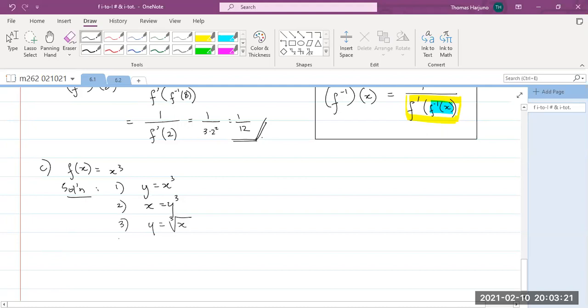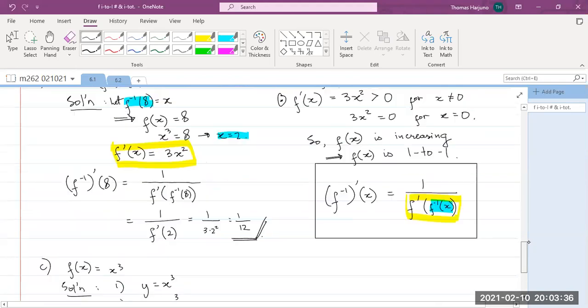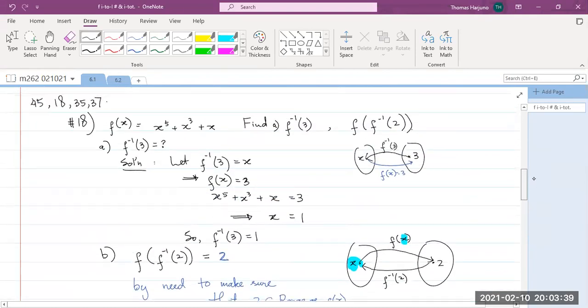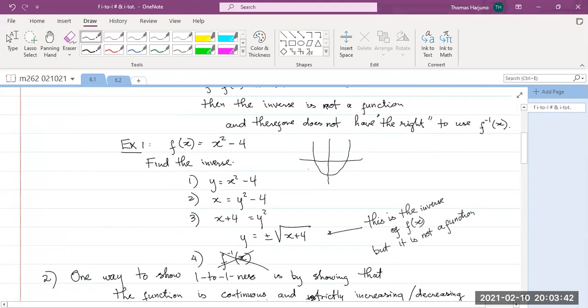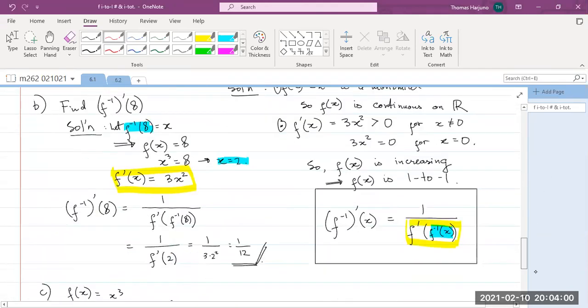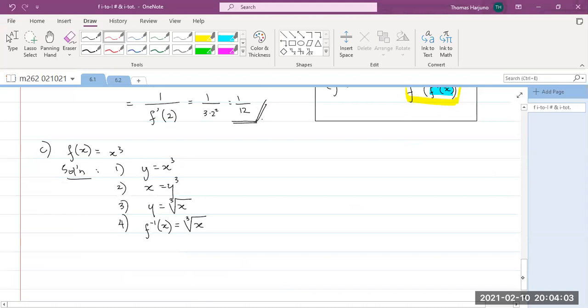Now, when you solve for y, you ask yourself, does this define a function? If it does define a function, then you can replace the y by the inverse function. Notice that in my early example, the x squared example, in step 3, y equals plus or minus something. I cannot go to step 4 because this y does not define a function. So I stop at step 3. If it doesn't define a function, then you cannot write it as an inverse function. Now we can.